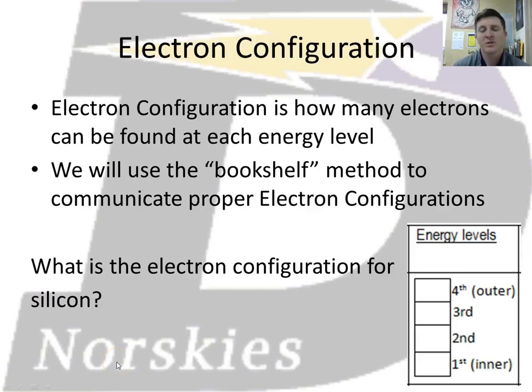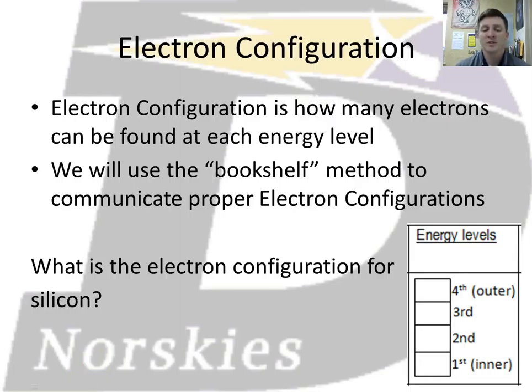Electron configurations are ways to determine how many electrons are in each energy level. So we don't necessarily want to draw out Bohr's model every single time for identifying how many electrons are in each energy level. So what we use is a diagram called the bookshelf. And this method is going to be the way we use to properly communicate the electron configuration, or how many electrons are in each energy level.